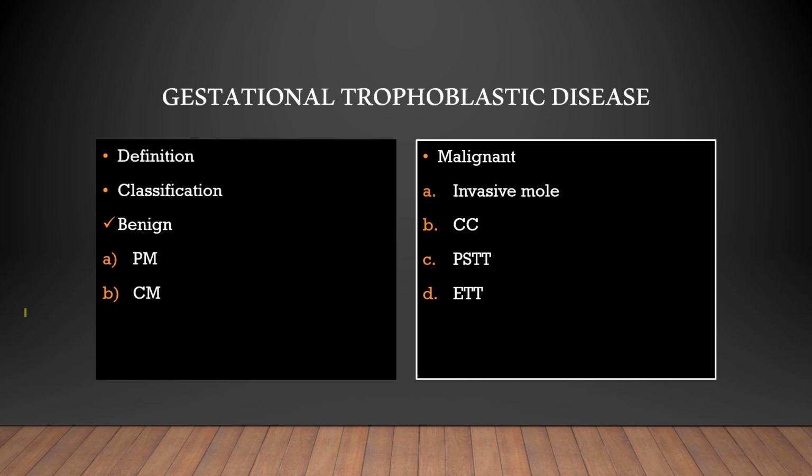We have discussed previously. Now we are discussing these individual disorders one by one: the benign and the malignant ones, partial and complete mole, and the invasive mole, choriocarcinoma, and trophoblastic cell tumor. What is the difference between partial and complete mole? Though both are benign presentations of gestational trophoblastic disease, there is one typical difference among them.